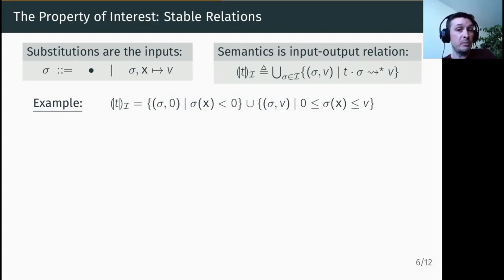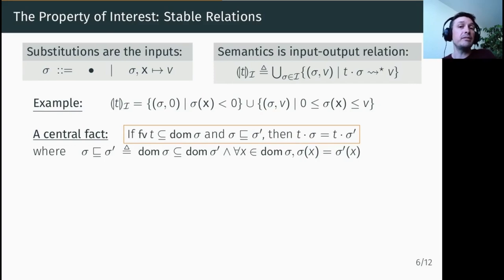With the semantics of input-output relations, we can, for instance, state that a term T always returns zero when the input X is assigned to a negative value, or that T returns a value that remains above the value of the input X.